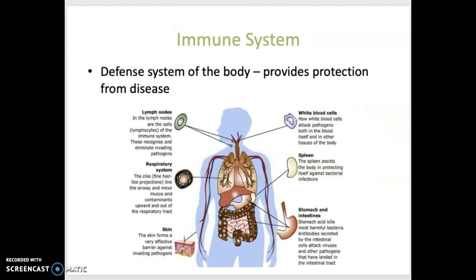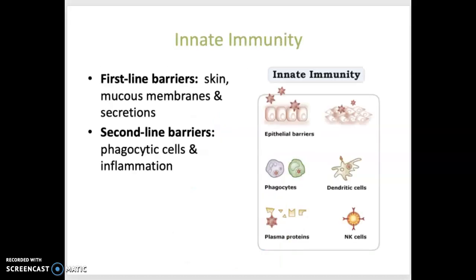Okay, and now a little bit about the immune system. So this is the system that protects your body from disease. It's our primary defense mechanism. And there's 2 types of immunity. Innate immunity involves all forms of resistance that you are born with. There's a first line and a second line of defense.